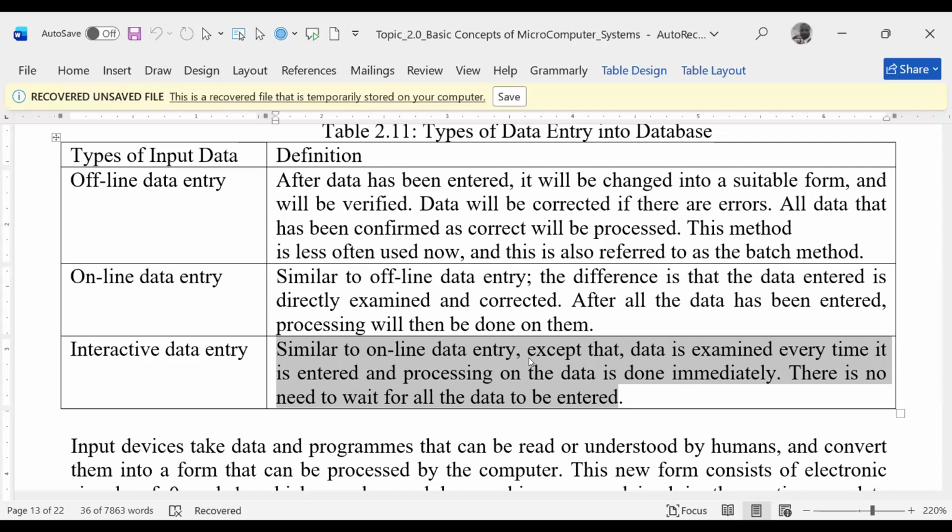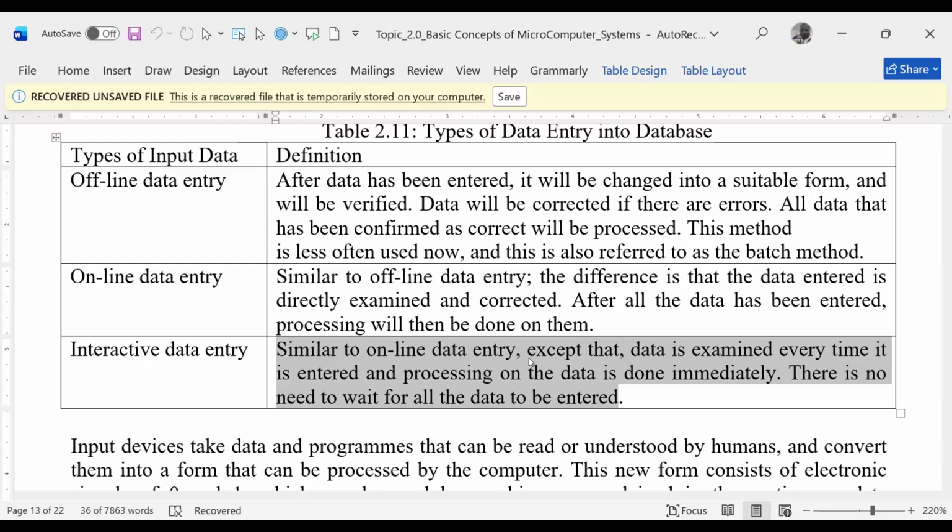The two parties must be there before interaction, and each field must be verified before you can move to the next stage. If your date of birth is not verified, you can't move to the next stage, and this is called interactive data entry.